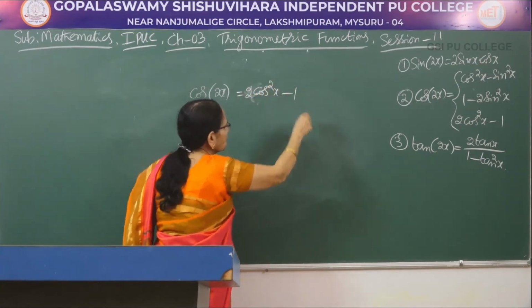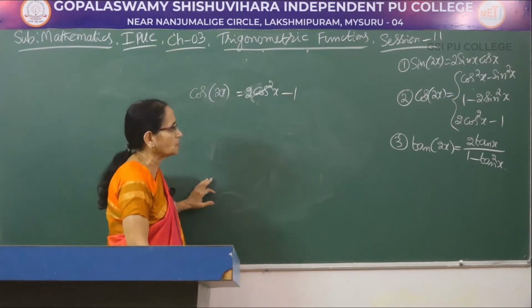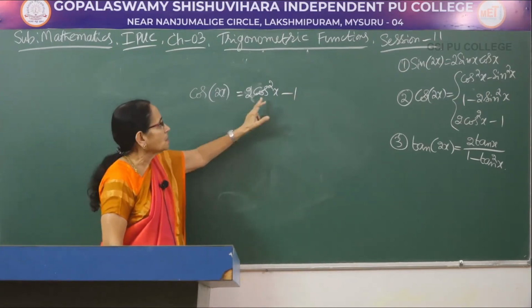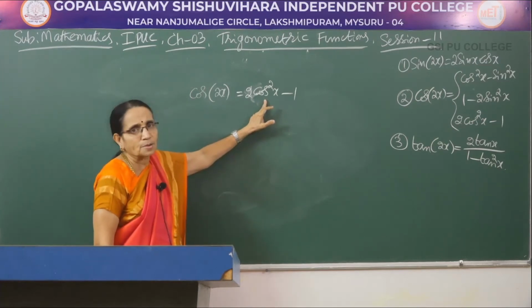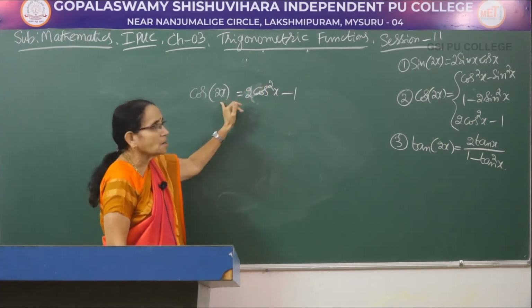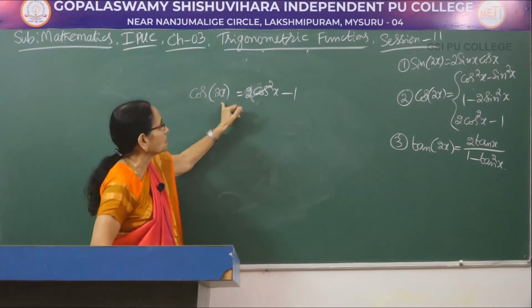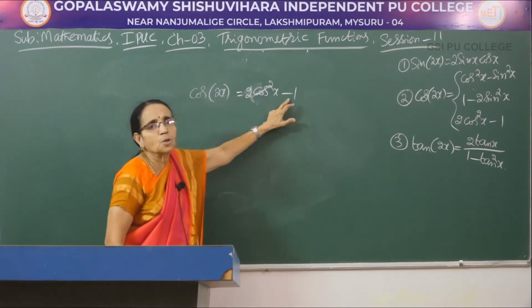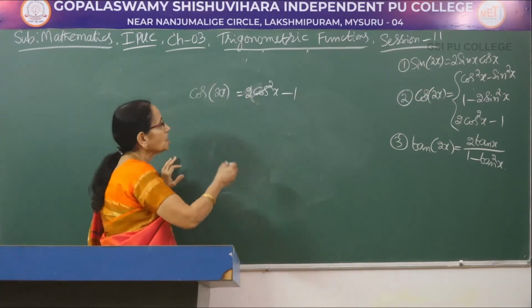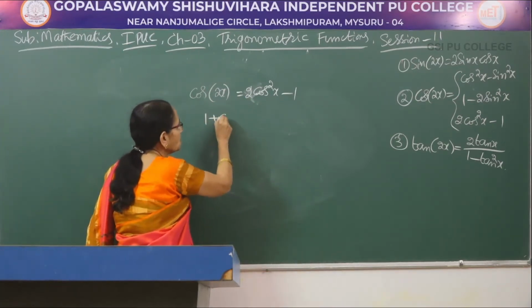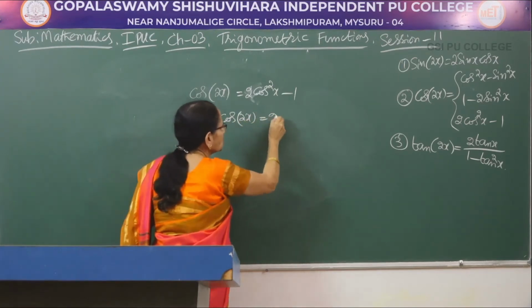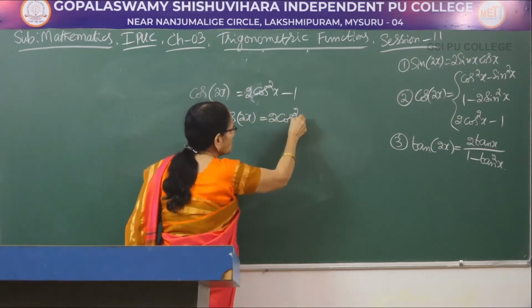The last one I am taking is 2 cos square x minus 1. Look here, this is called a multiple angle, and this is the power of the function cos x. So, a square term is there, here it is 2 times that angle, the multiple angle, and the power of the function. Suppose I take minus 1 to the other side, it becomes plus 1. So, how do you write here? 1 plus cos of 2x is equal to 2 cos square x.